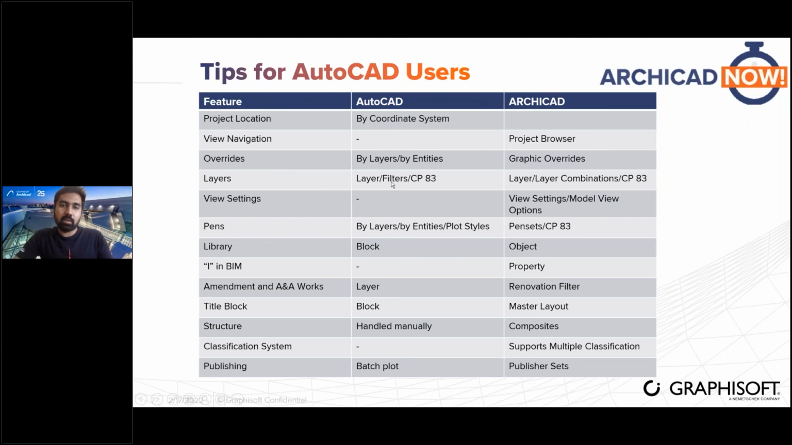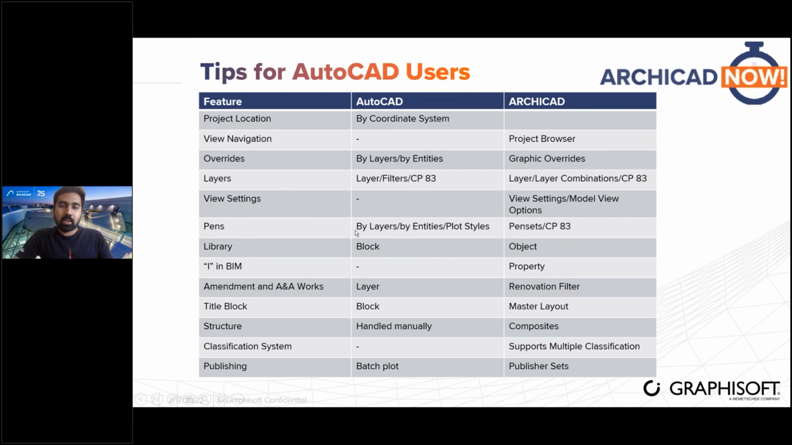layer filters, and we can also create CP83 standard representation inside AutoCAD. And in Archicad, we have layers, and we also have layer combinations for different views, using which we can create the CP83 standard representation. And then for view settings, we don't have view settings inside AutoCAD, and inside Archicad, we have view settings and model view options to manipulate the views.